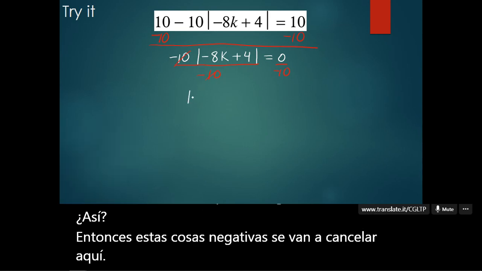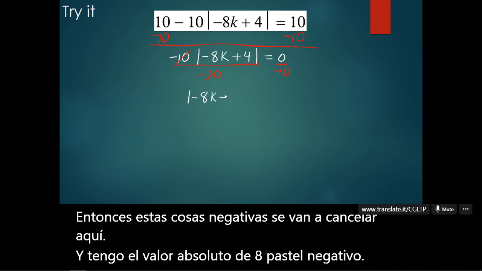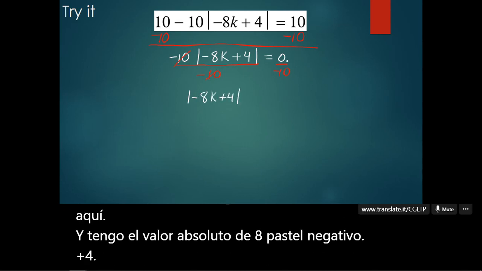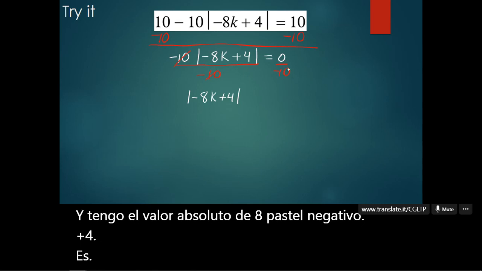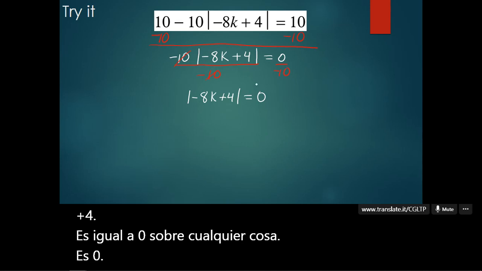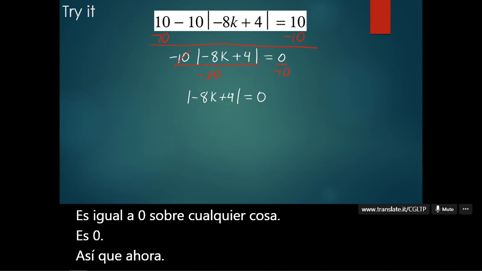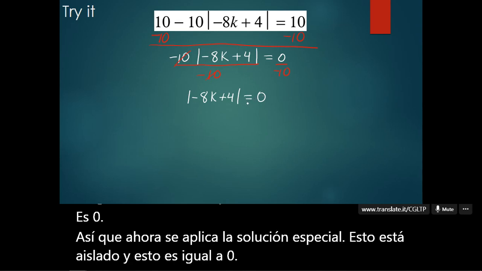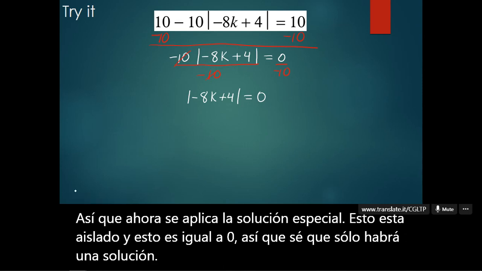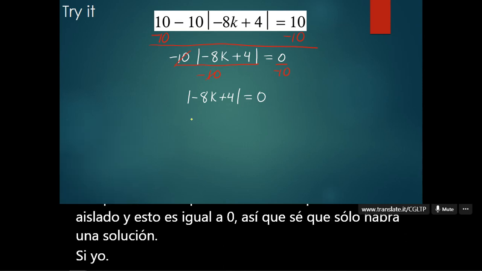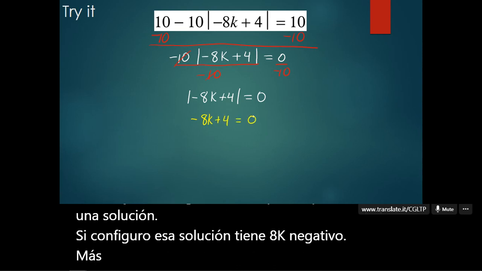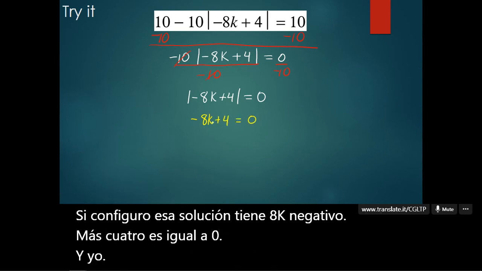And I have the absolute value of -8k plus 4 is equal to 0 over anything is 0. So now the special solution applies. This is isolated and this is equal to 0. So I know that there will be only one solution. If I set up that one solution, I have -8k plus 4 is equal to 0. And I'll just be solving for k.